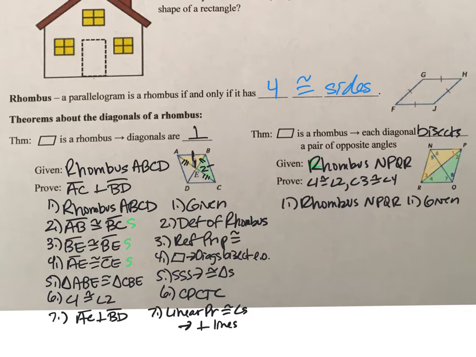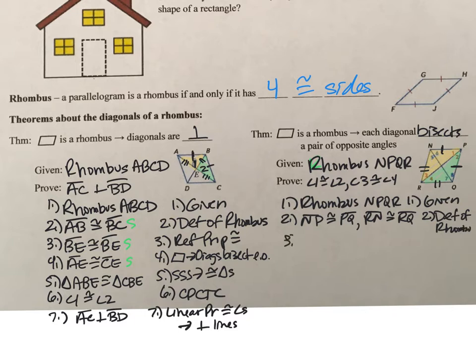All right. And since we have a rhombus, then that means we have some congruent sides. We can say that NP is congruent to PQ. Let's go ahead and mark that. And also we have segment RN congruent to segment RQ. Okay, and the reason why is because we were assuming that this shape is a rhombus. So we can back that up with the definition of rhombus.